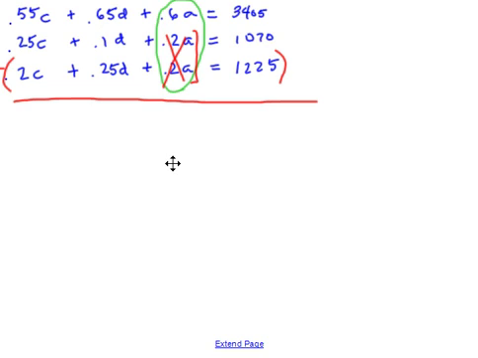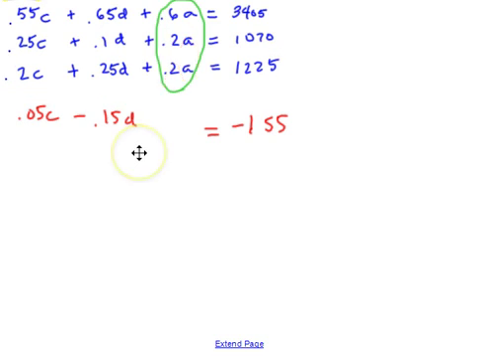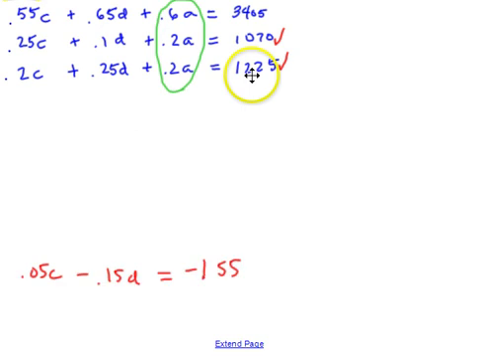The 0.2a's cancel. We end up with 0.25c minus 0.2c, getting that. 0.1d minus 0.25d, we get this. And 1070 minus 1225, we get this. Okay, so now we have an equation that has two variables. And we've dealt with the bottom two equations. So let's set that equation aside.